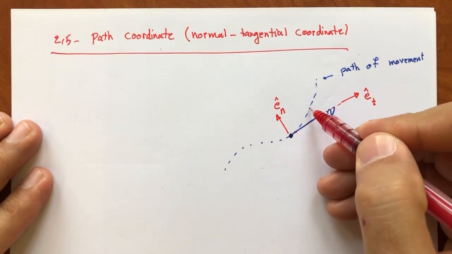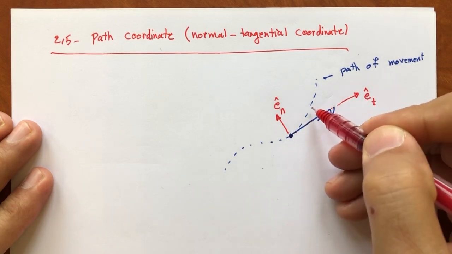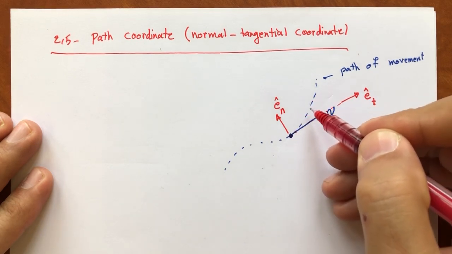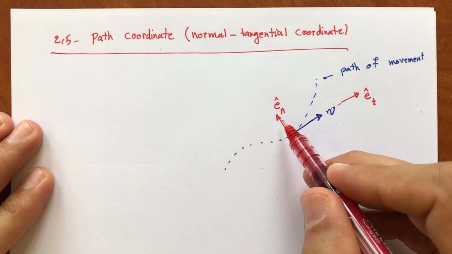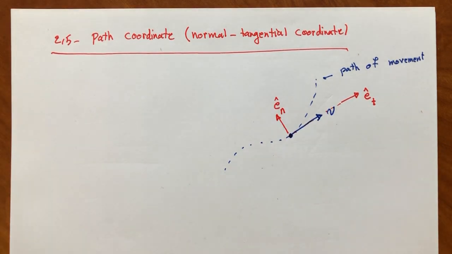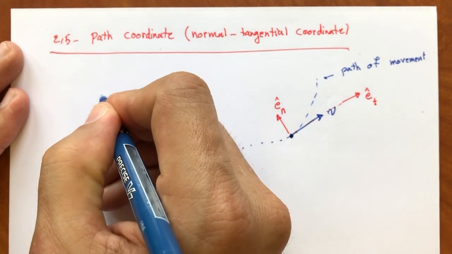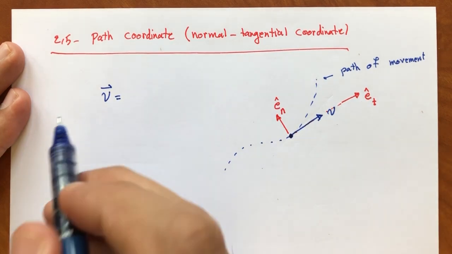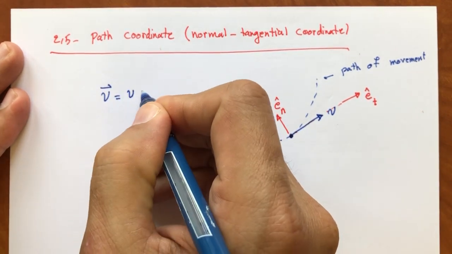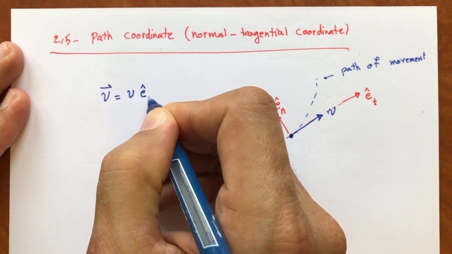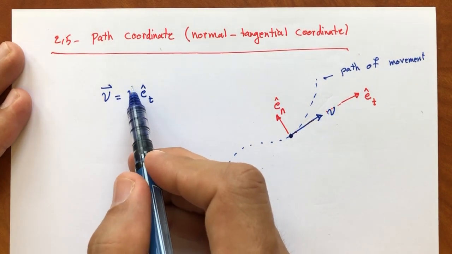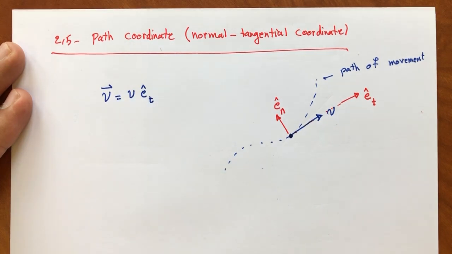A moment later, when the particle is here, the tangential unit vector is going to be tangent to the curve, so it's going to be in a different direction, and also the normal direction is going to be a different one. So e hat T and e hat N, they are changing at any time. But at any time, we know the velocity is going to be just in the tangential direction. So we can write it as the magnitude of the velocity times the direction of the velocity, which is e hat T. So this is the velocity. And v, without the vector sign, is the speed or the magnitude of the velocity.